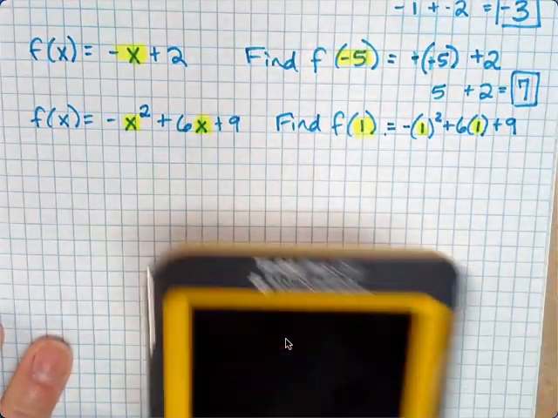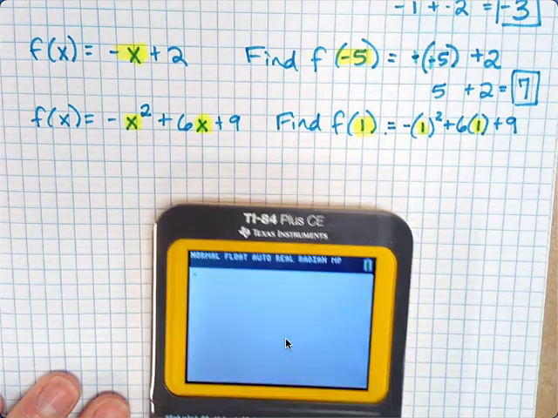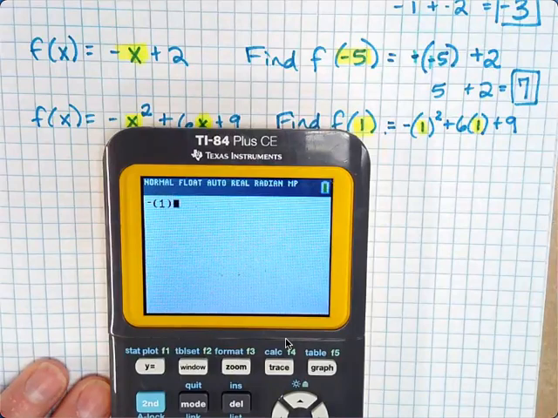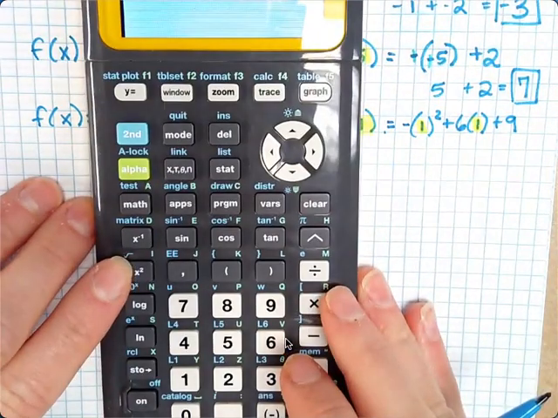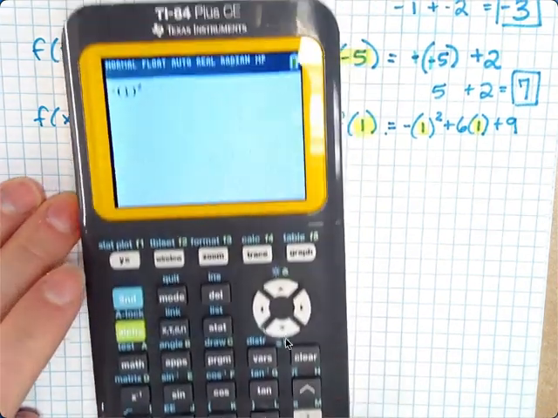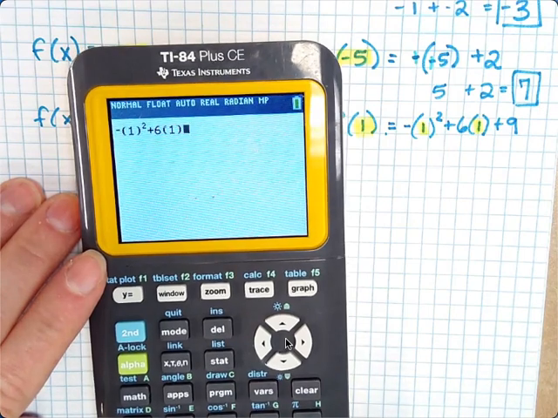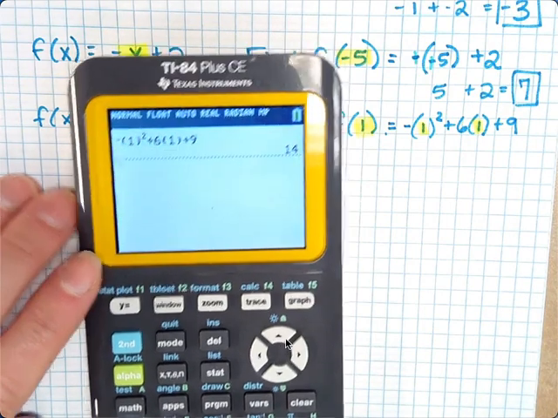We can put this straight into the calculator just like it is. Negative parentheses 1 parentheses squared. So remember where the squared is? Squared. Plus 6 times 1 plus 9. Equals 14.